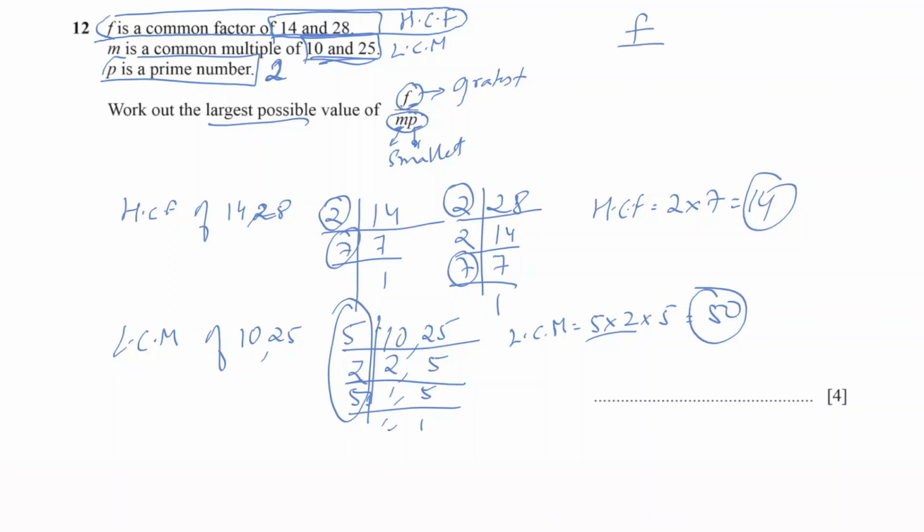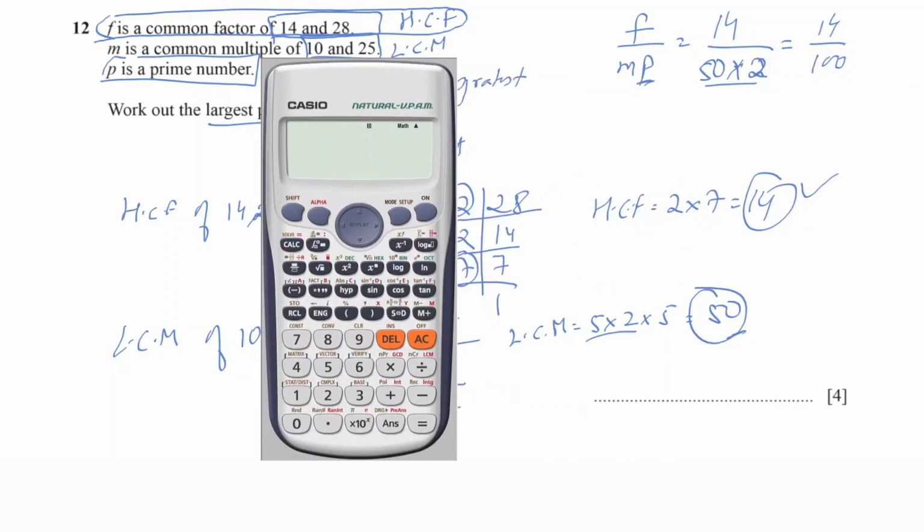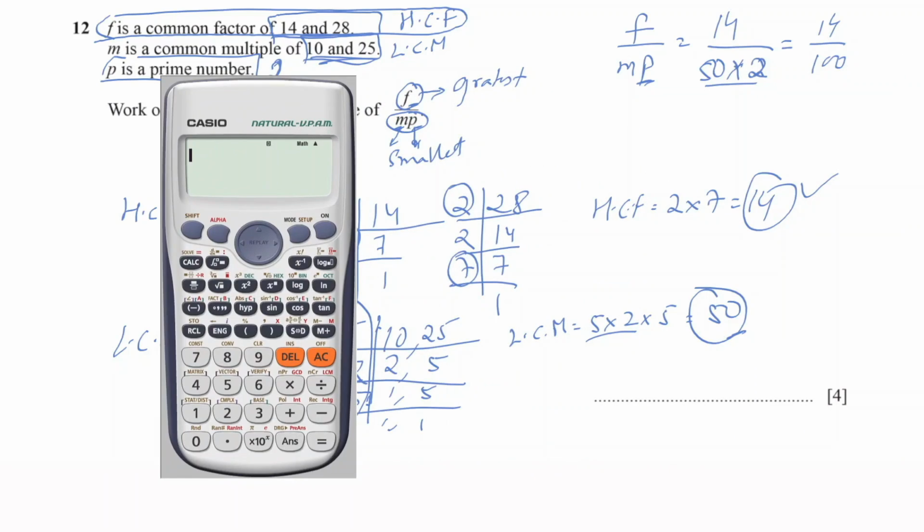So we have F over MP, and the highest possible value of F is 14. We have calculated here that the lowest possible value of M is 50, correct? And the lowest possible value of P, that is the prime number, is 2. So if we solve this, 50 times 2 is 100. So 14 divided by 100 is 0.14.